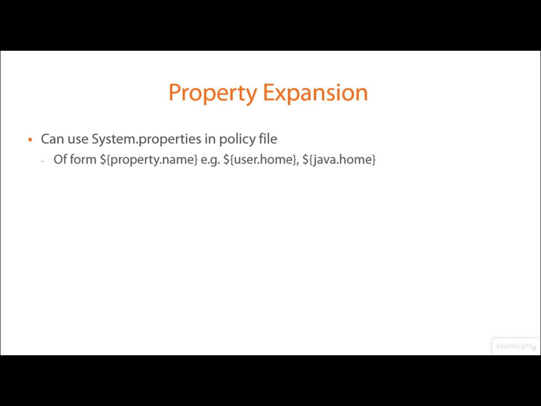The policy file also comes with a property expansion mechanism. So we can use any system properties that Java recognizes inside the policy file. And it's of this form. So we can say ${property.name}. So we can say user.home or java.home or version information or anything else we need inside the policy file. The java.security file has an policy.expandProperties property.